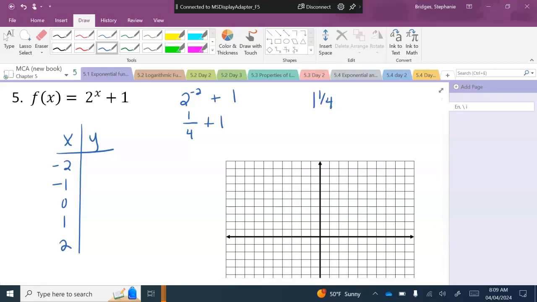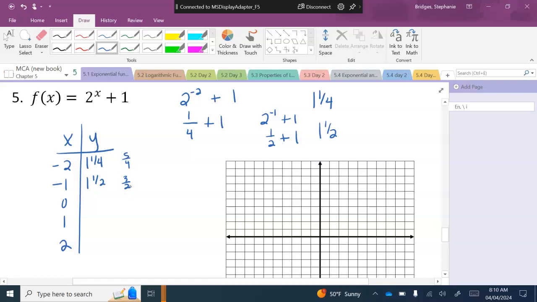Think about 1 and 1/4 though. That's going to be above not just 0, but above what number? 1 and 1/4 is going to be slightly above 1. All right. Then if we plug in -1, 2 to the -1 plus 1 is going to be 1/2 plus 1, which is 1 and 1/2. If you prefer improper fractions, that would be 5/4, and that would be 3/2. Okay, that's up to you though.